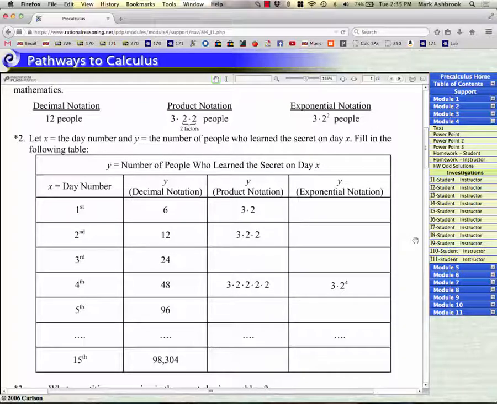Okay, let me get some help here. So, Sarah, how did it go? On the first one, sure. 3 times 2 to the first. Okay? And then? Good. And then, how about the product notation here? Which is? Sorry, what'd you say? 2 cubed.